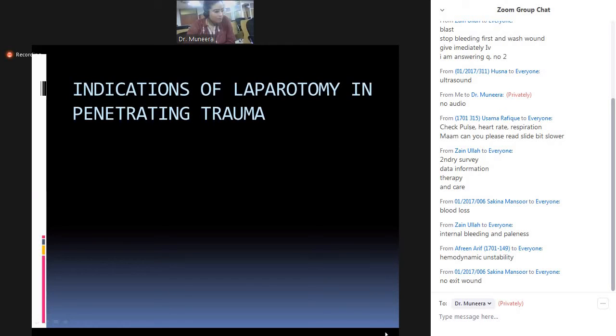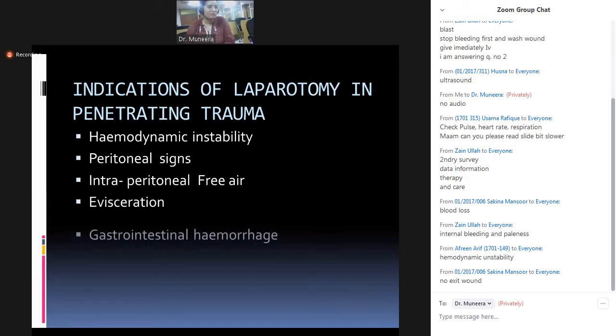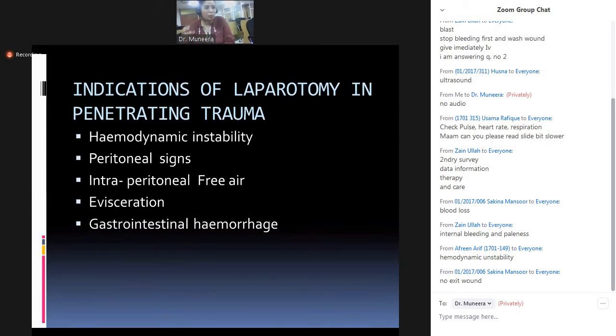Okay, let's see what the answer is on the slides. Hemodynamic stability, it was correct. Peritoneal signs, that the patient has signs of peritonitis. There's intraperitoneal free air, which is indicated as a pneumoperitoneum on chest X-ray. Evisceration, that is herniation of a portion of bowel into the wound, which can be entrapped. Last was gastrointestinal hemorrhage, the internal bleeding. So those were the true indicators of the laparotomy you need to do, right?